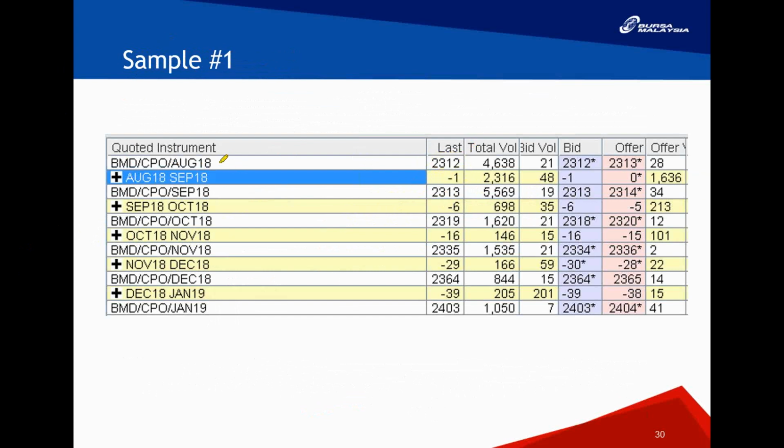This is an August contract. This is a September contract, and the one in the middle is actually an August and September contract. So the spread is actually at -1. All right, so this is how spread prices are displayed and calculated. Let's move on to another slide.